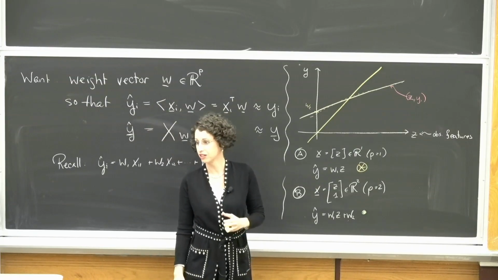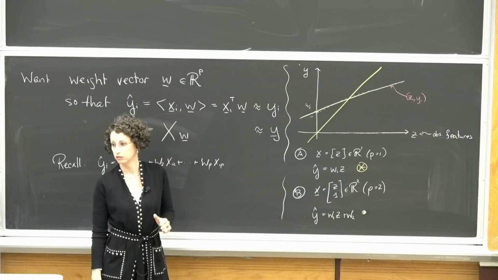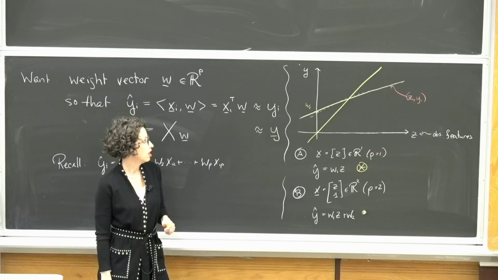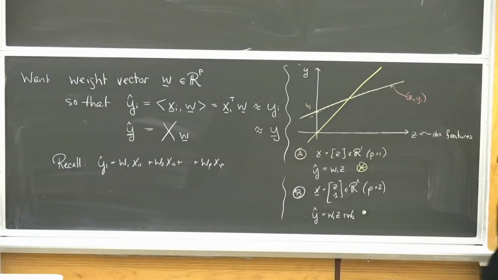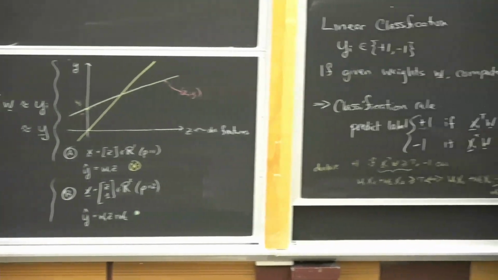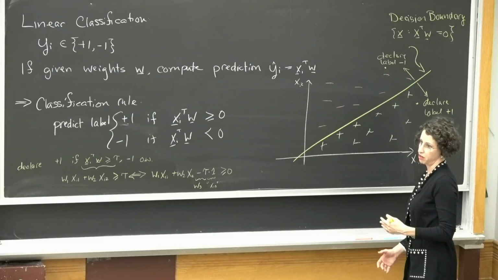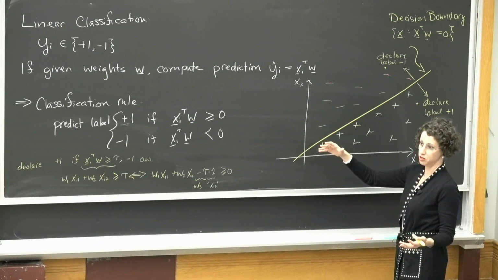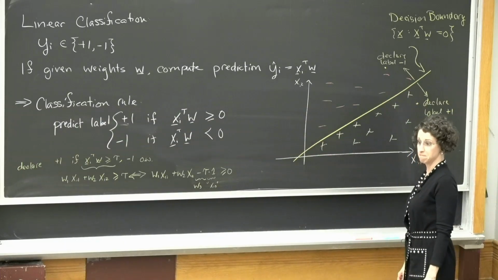Any other questions? Yes? If you had a feature vector with 3 distinct features, would the decision boundary be a plane? Yes, that's right. Ultimately what we're defining are these hyperplanes that are splitting our overall p-dimensional space into 2 half spaces. Yeah, that's right.